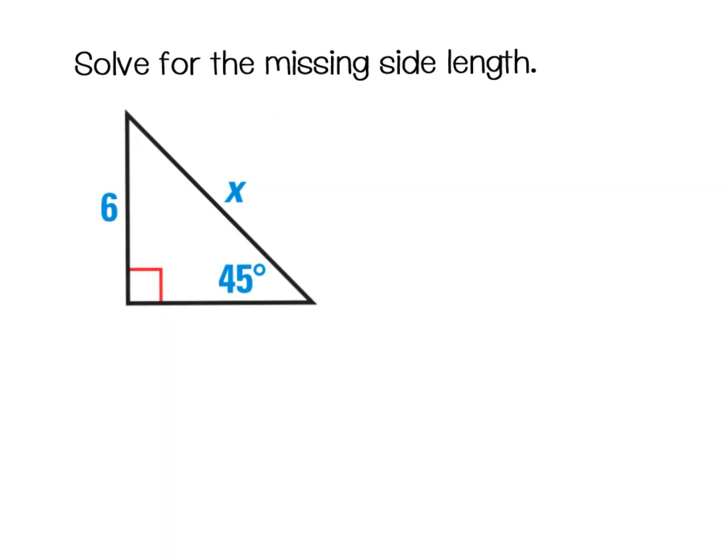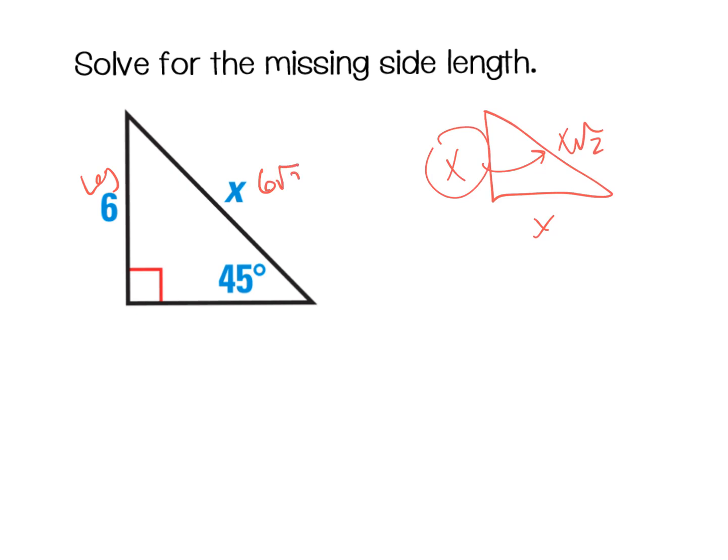All right, so let's go back now. This time I have a 6, but it's not my hypotenuse. This is just a leg, right? So thinking about our formula triangle, we're given a leg. I want the hypotenuse. Okay, so I just need to take my leg, which is 6, and multiply it by a radical 2. So my answer is 6 radical 2.